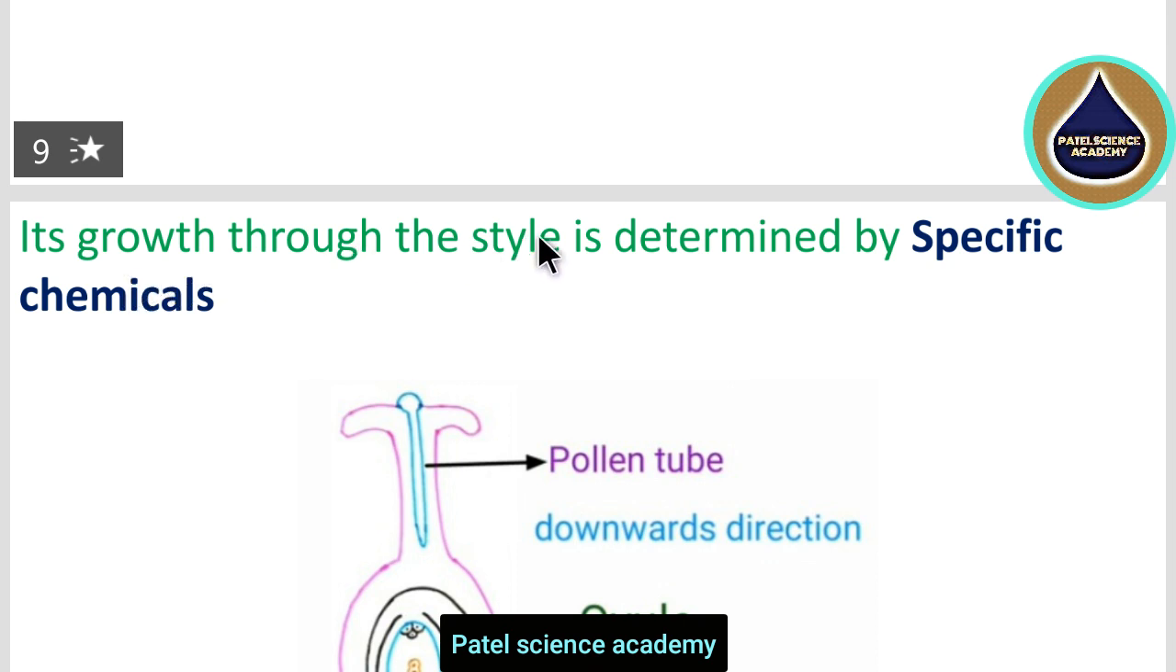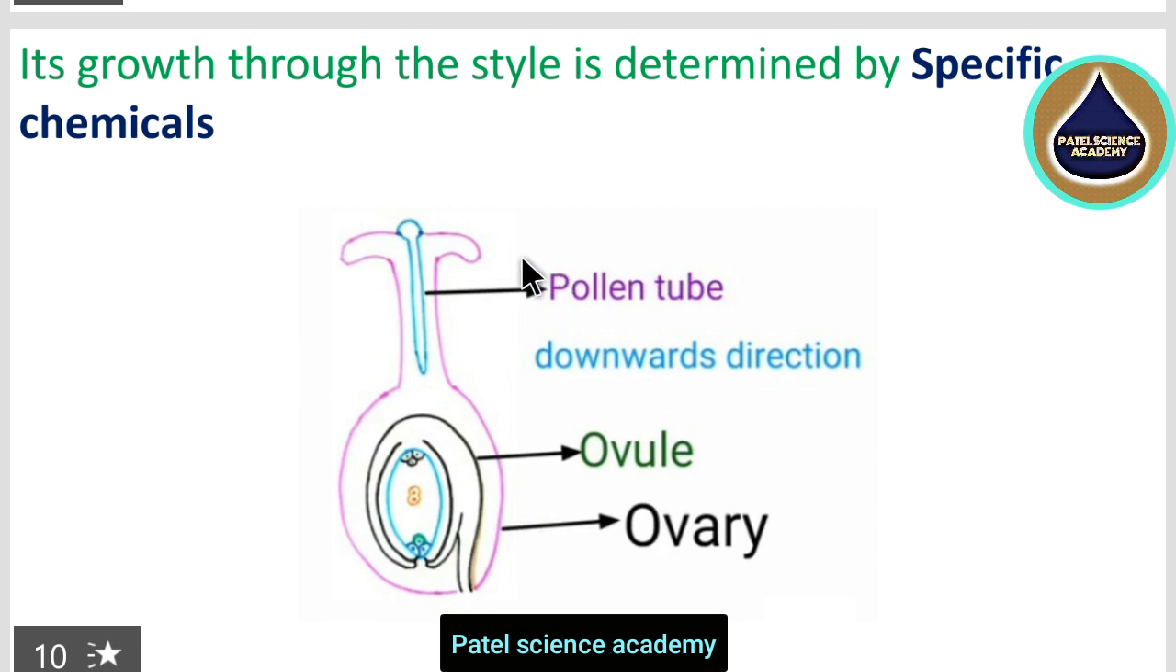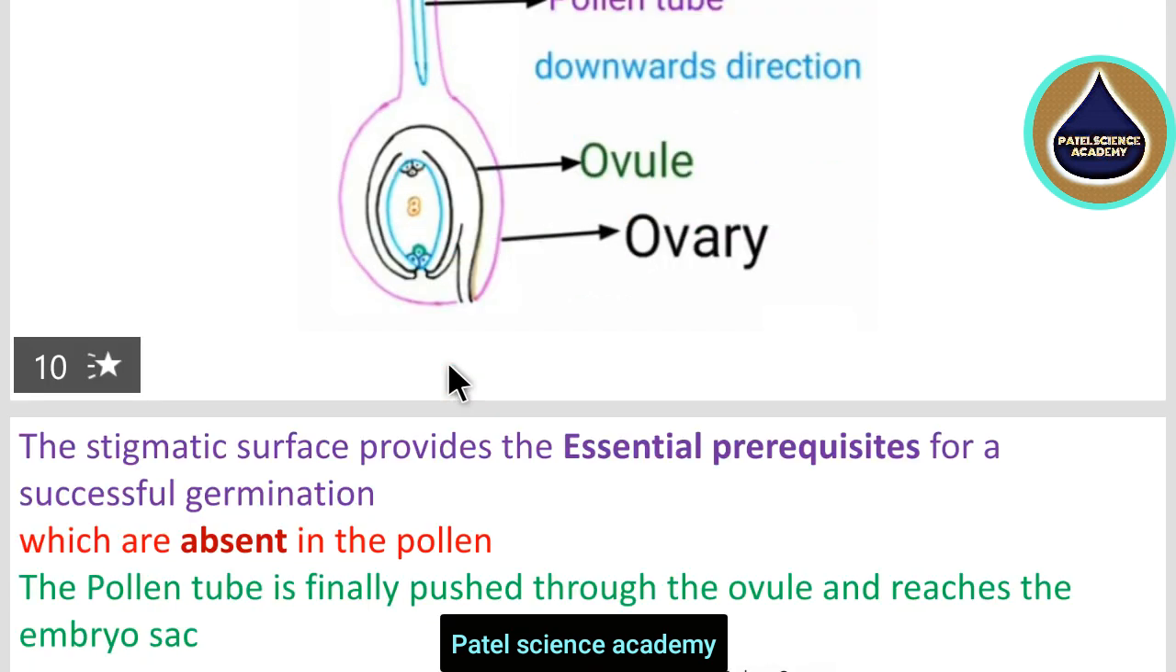Its growth through the style is determined by specific chemicals. Now this pollen tube goes through this style and starts the further process of development, which will lead to the formation of the zygote. So likewise it will go in a downward direction through this style and will reach this ovary.